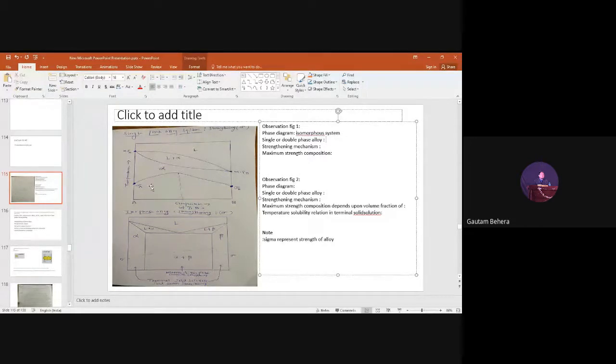If you take an alloy of any composition, is this alloy a single phase or a two phase, single phase or double phase alloy?